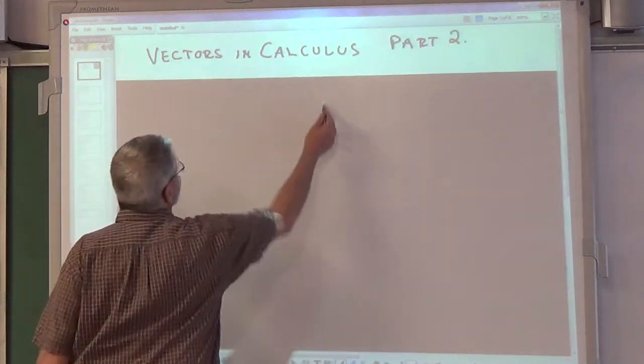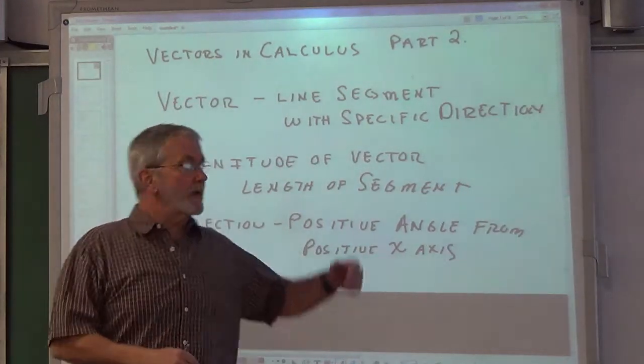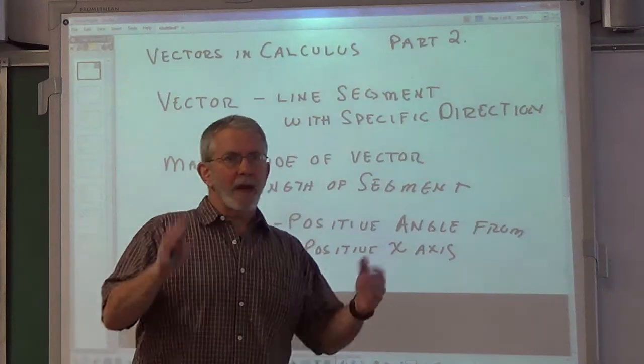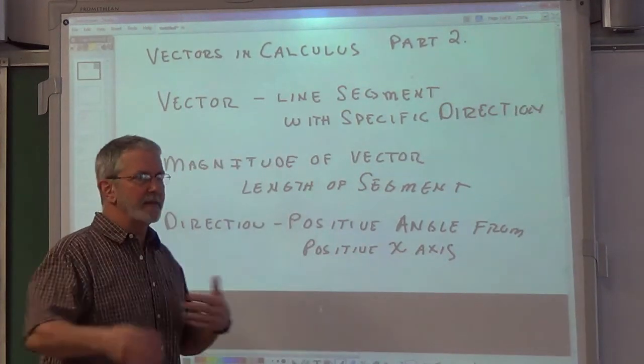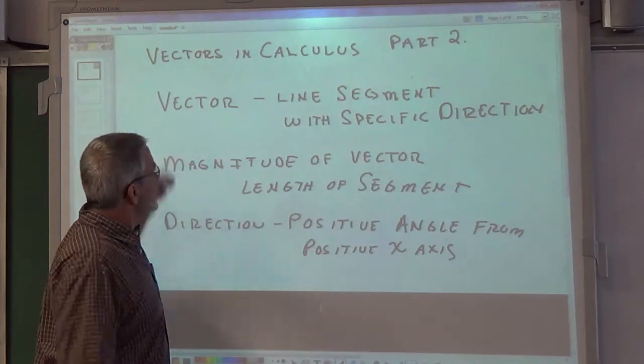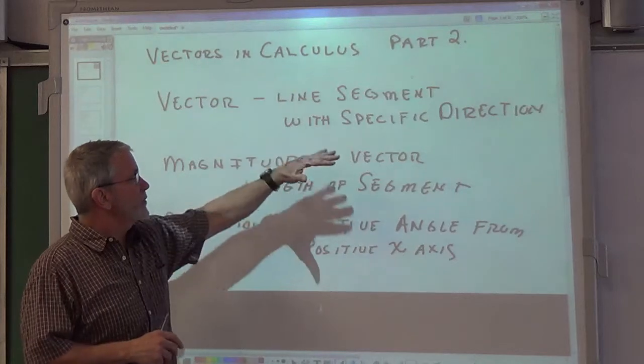Review from yesterday. A vector is simply a line segment with a specific direction. We're going to change that up a little bit. Well, we're not really going to change it up, but we're going to define this position vector stuff a little bit different here. But the important thing to remember is that it is a line segment with a specific direction.